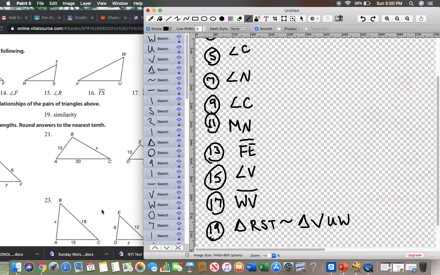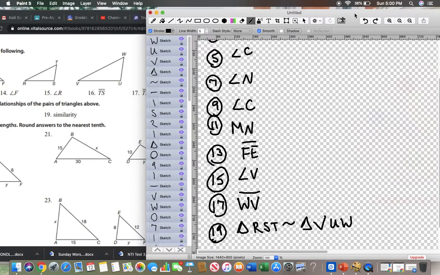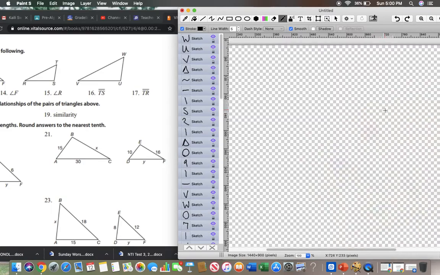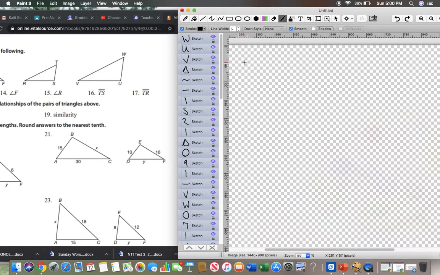Number 21. Let me move this over just a little bit. All right, number 21, we are looking to use proportions and we're looking to find the missing length. So number 21, we've got two missing lengths. We've got X and we've got Y.